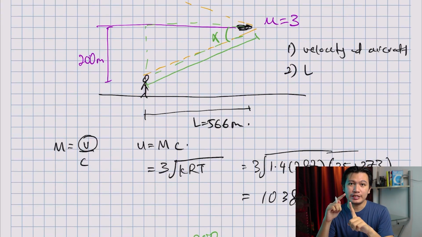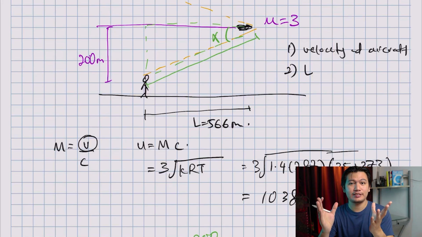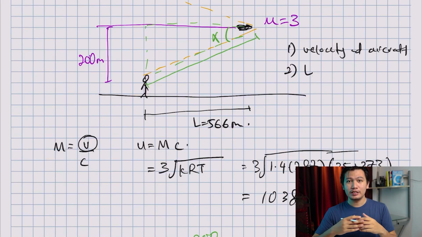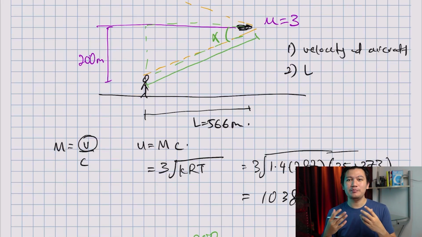First, the velocity is more than 1000 meters per second, that's pretty cool. And the second one is that L is 566 meters, so about 600 meters. Basically, when you see the aircraft in front of you, you won't hear anything until it's over half a kilometer away. When it's half a kilometer away, then you hear the sound of the aircraft. That is what L equal to 566 means. I think that's pretty cool.